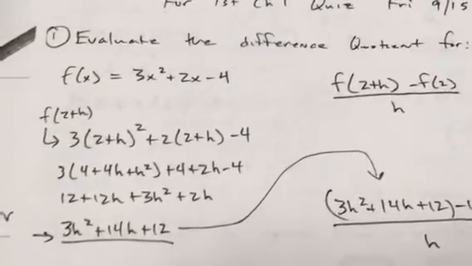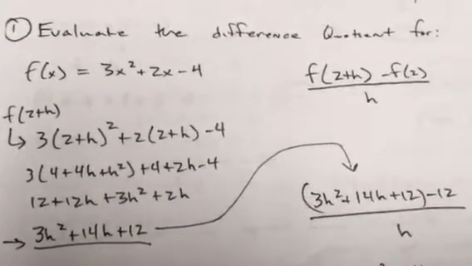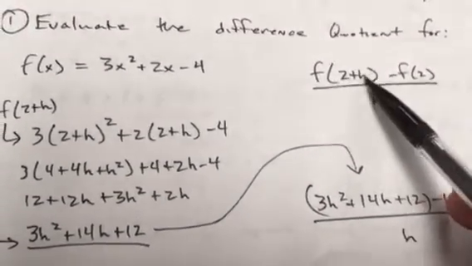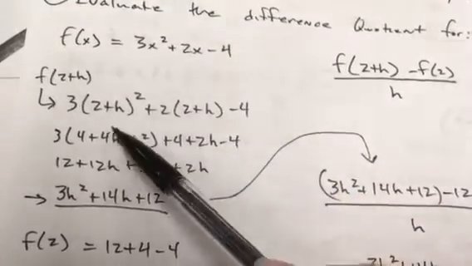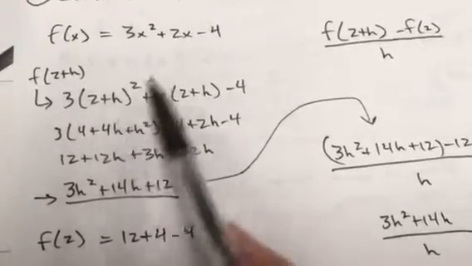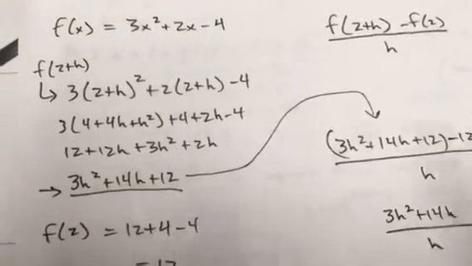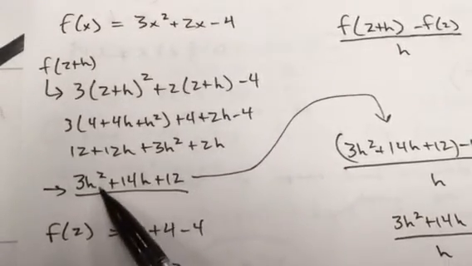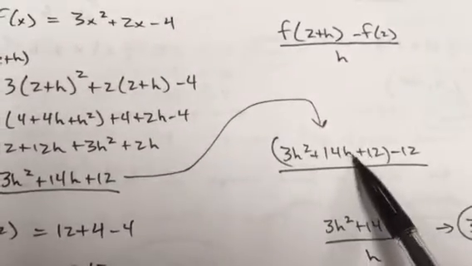So we got f of x is 3x squared plus 2x minus 4. If I want to evaluate f of 2 plus h, I simply plug 2 plus h in for x. Two spots right there. That is a little bit of algebra. As we've talked about in class, square that binomial, distribute through, take your time with that algebra. You get 3h squared plus 14h plus 12, which I'm just going to put right there.